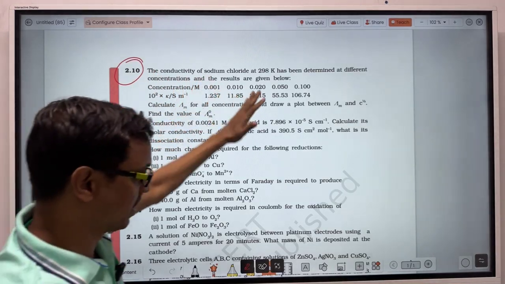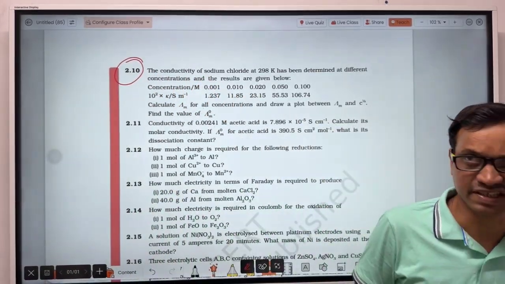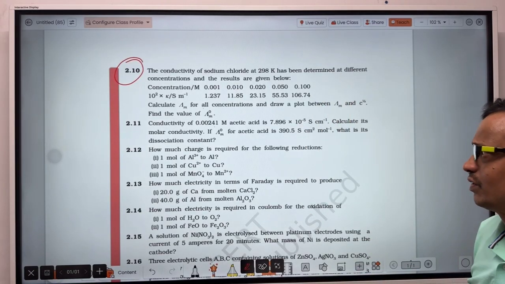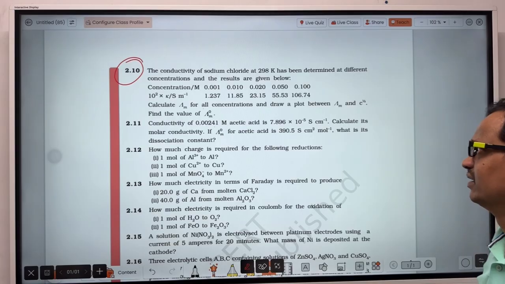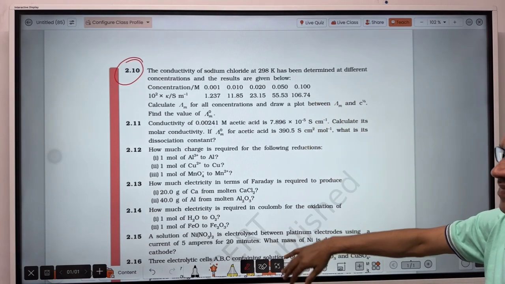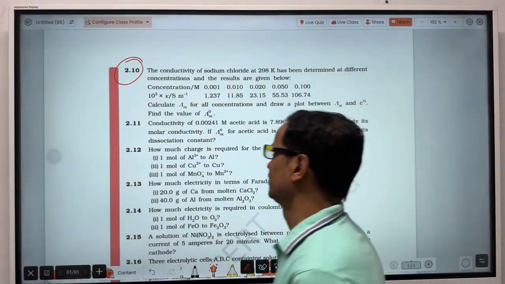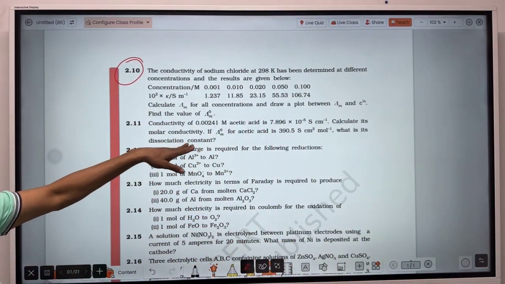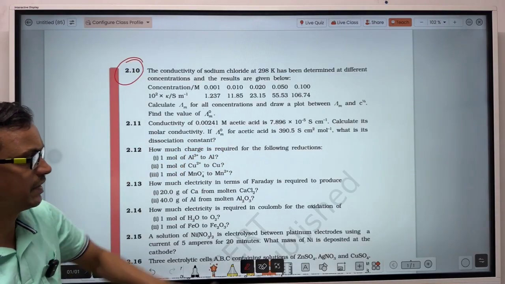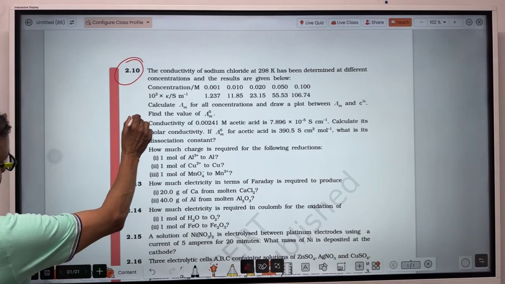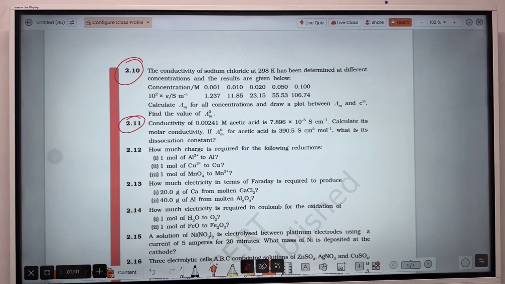This question is similar to questions related to this one that we have discussed already. This is related to the graph, and to solve this question you will require a graph paper, and very simply you can find it out. The next question: the conductivity of this much molar acetic acid is that much. Calculate its molar conductivity, and the limiting molar conductivity has been given. You have to find the dissociation constant. This question also we have discussed, 2.11.